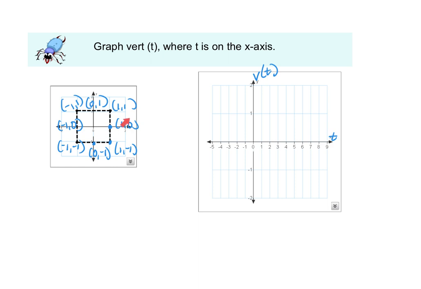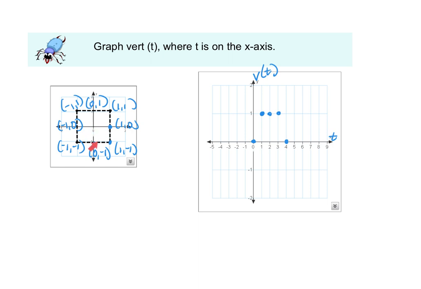So at time 0, my y-coordinate is 0. So 0, 0 is on my graph. Then in 1 unit, or 1 second, my y-coordinate is 1. It's plotted there. And then 2 seconds, 3 seconds, it stays at 1. And then once it gets to 4, my y-coordinate is back at 0.